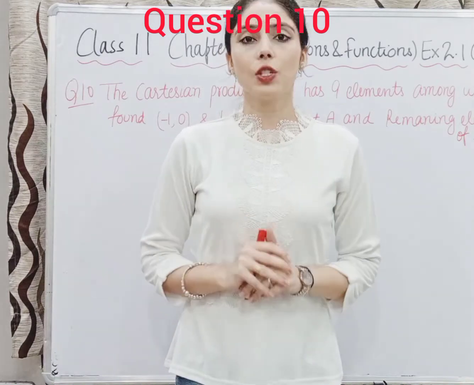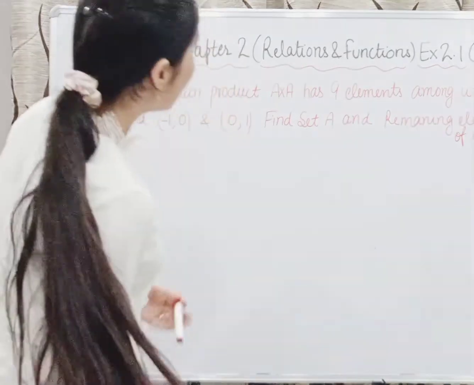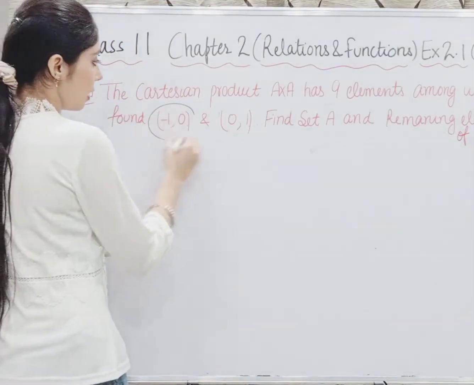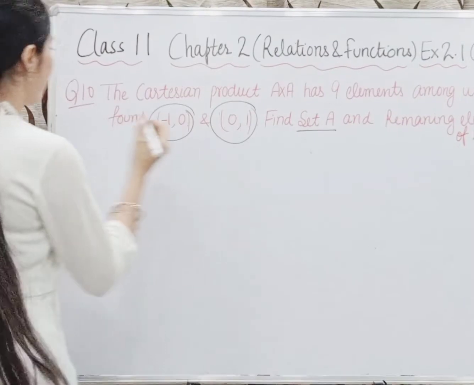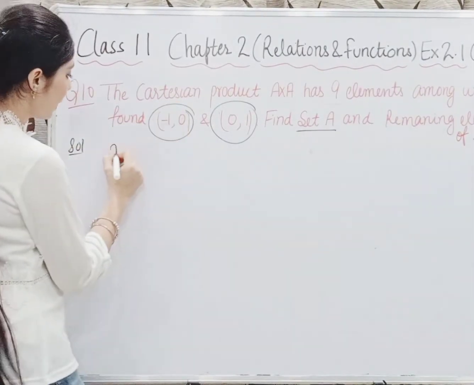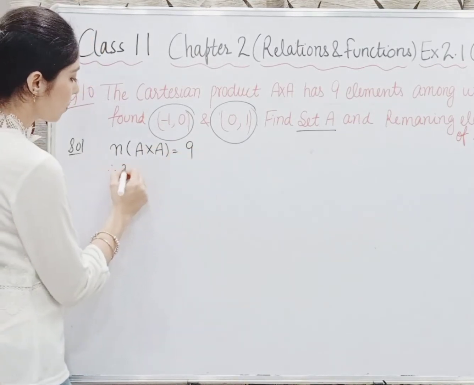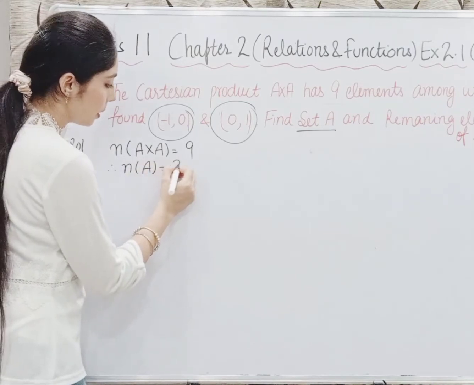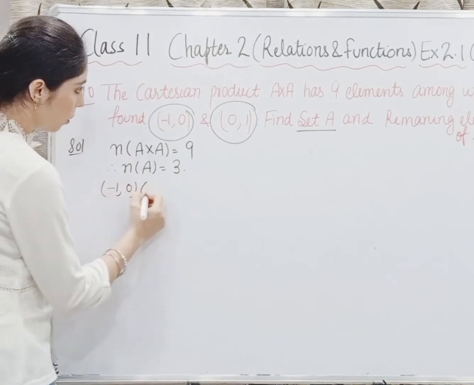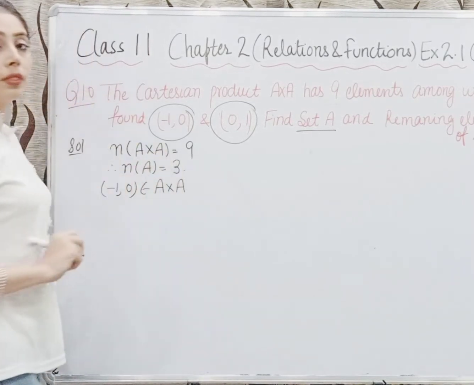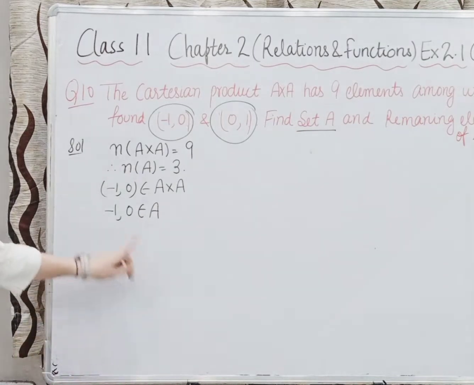Now let's discuss the last question of exercise 2.1, which is: the Cartesian product A cross A has 9 elements, among which these two elements are given. We have to find the set A and the remaining elements of A cross A. Okay, so we have these conditions given: the number of elements in the Cartesian product is 9. So clearly we can observe that the number of elements in A will be 3. Okay, so -1 and 0 belong to A cross A. It is given, so -1 and 0 will be elements of A.